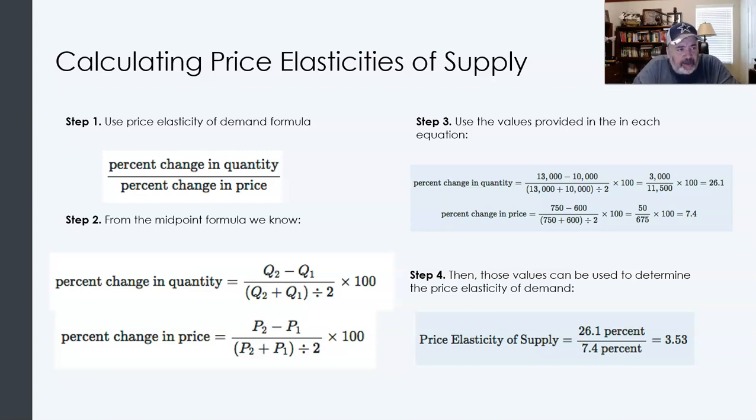I said 500, didn't I? And it was 50. 650, 700. I don't know why I thought 500. I'm sure some of y'all were like, oh, you screwed up. Sorry about that. Thank you. 50 over 675. But you get the idea. The calculation is roughly the same.